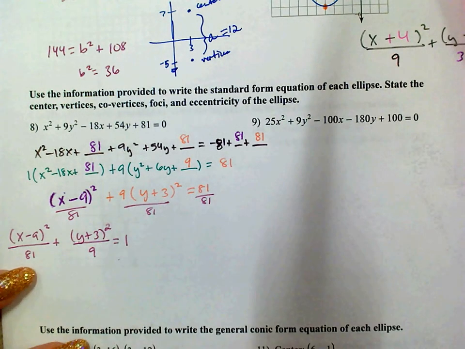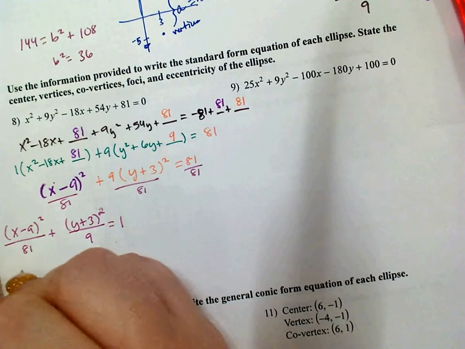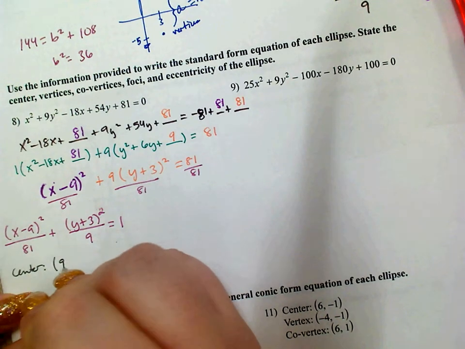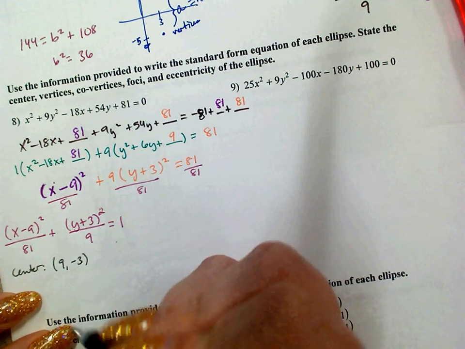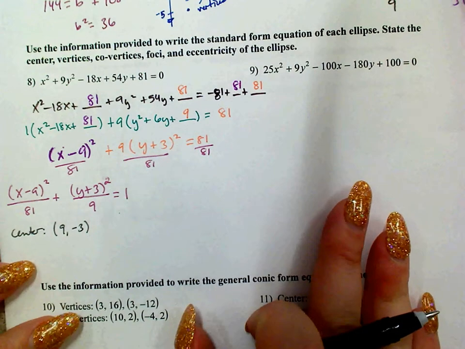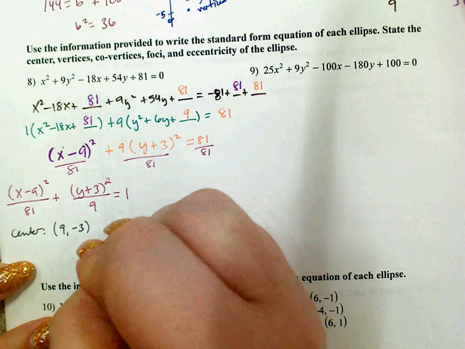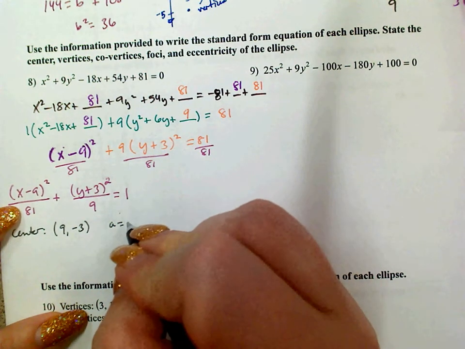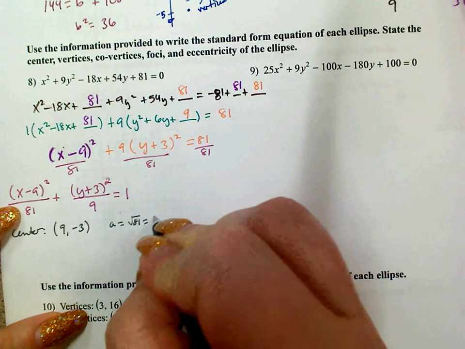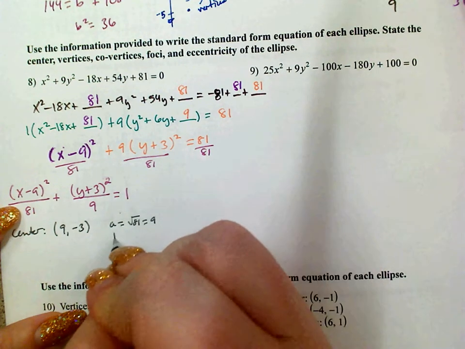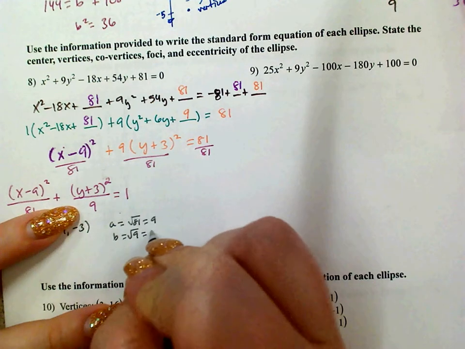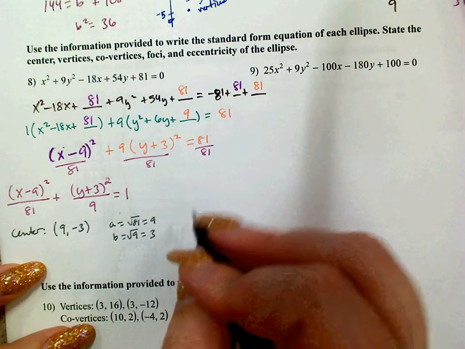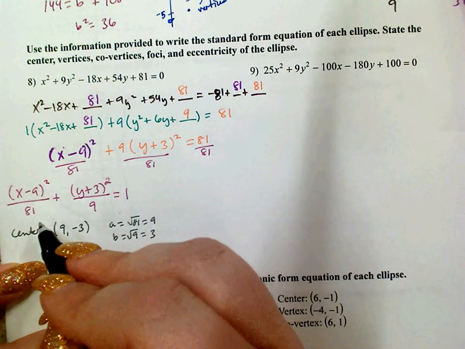Now I need to identify all the other pieces of information. I need a center. So I know the center is at positive 9, negative 3. And then I need everything else about it. I also know that a is underneath the x because it's a larger number, so a is the square root of 81, which is 9. And b is the square root of 9, which is 3. I know it is a horizontally aligned ellipse because the larger number is underneath x.